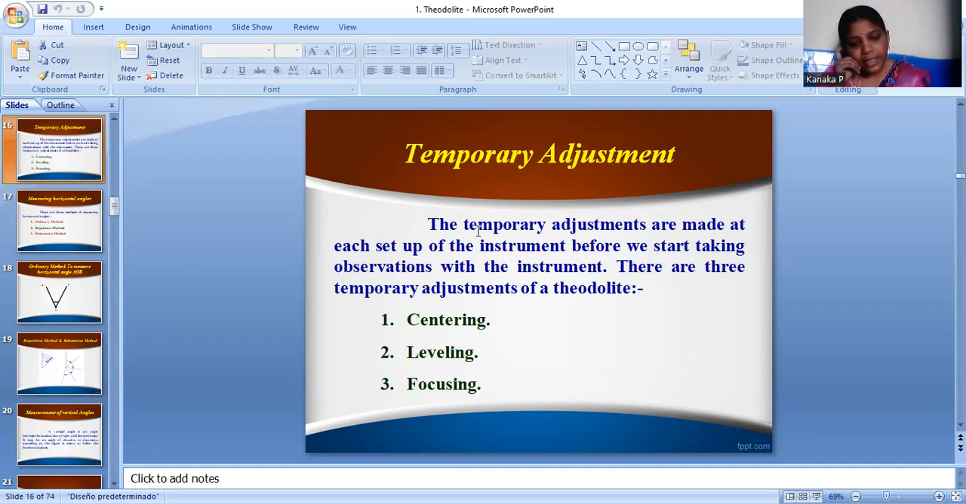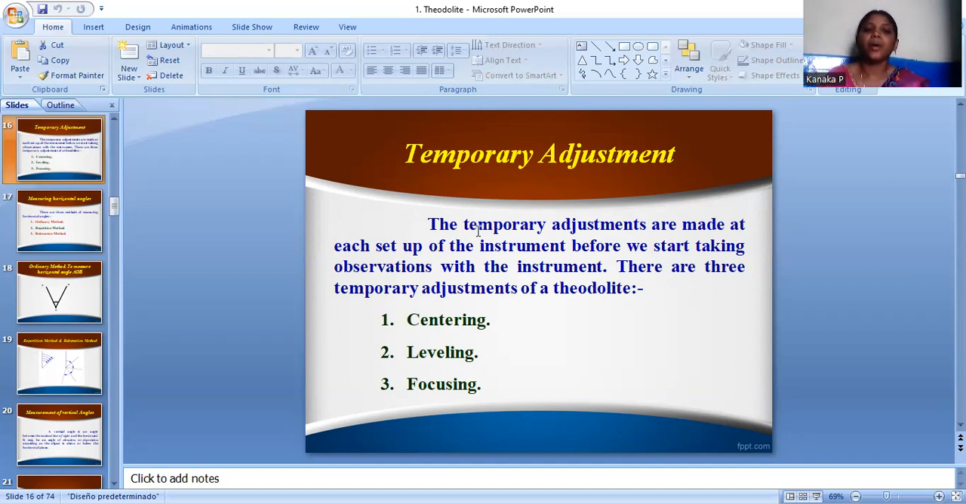Next one, eliminating the parallax. This is done to get a sharp image of the object or target on the plane of the crosshair and to eliminate the parallax. The telescope is directed towards the object and the focusing is done. The image of the object appears.